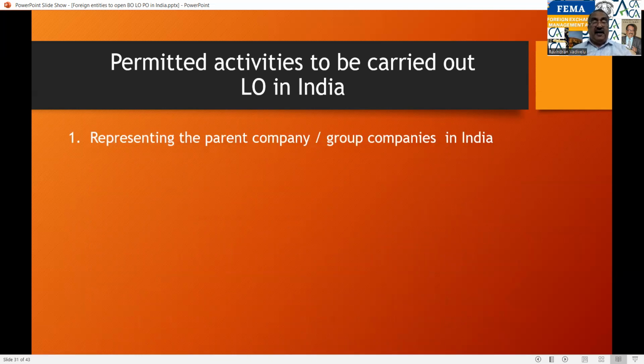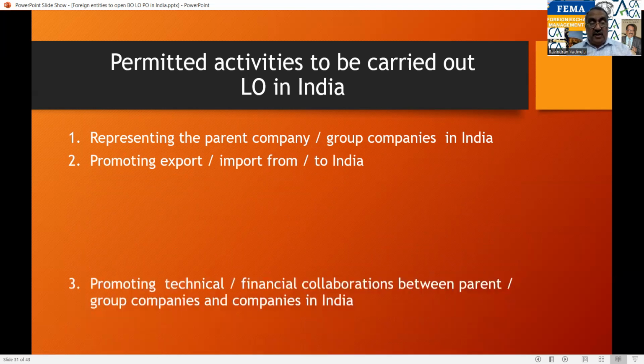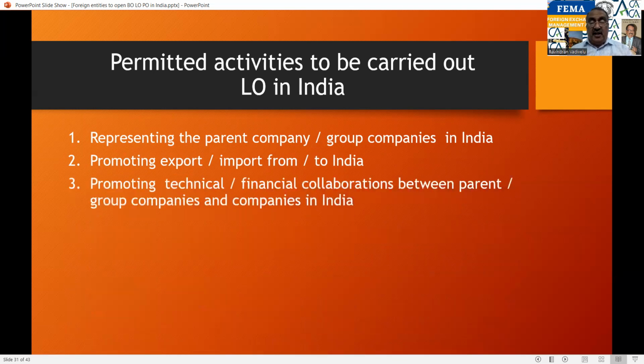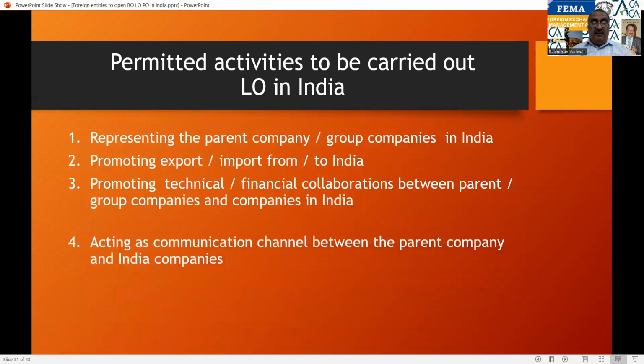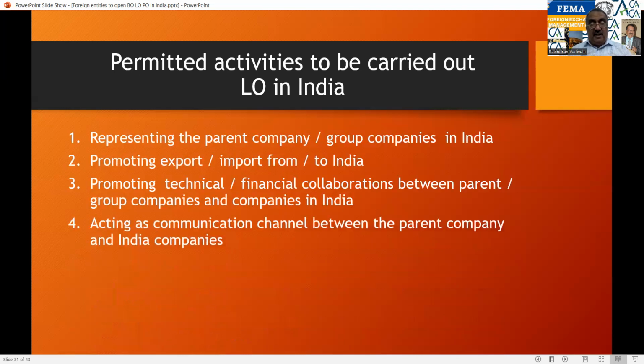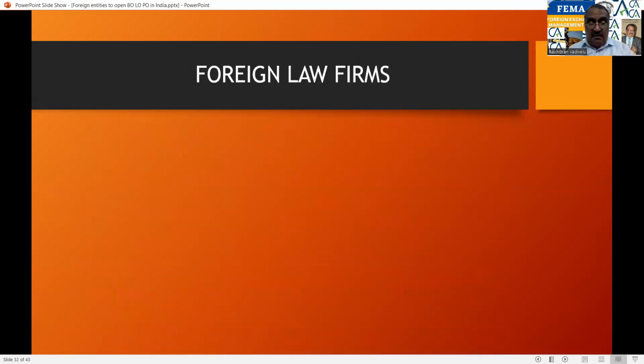So they can represent the parent company or group companies. They can promote export and import from or to India, and promote technical or financial collaboration between the parent or group companies and companies in India. So they act as a communication channel between the parent company and Indian companies.